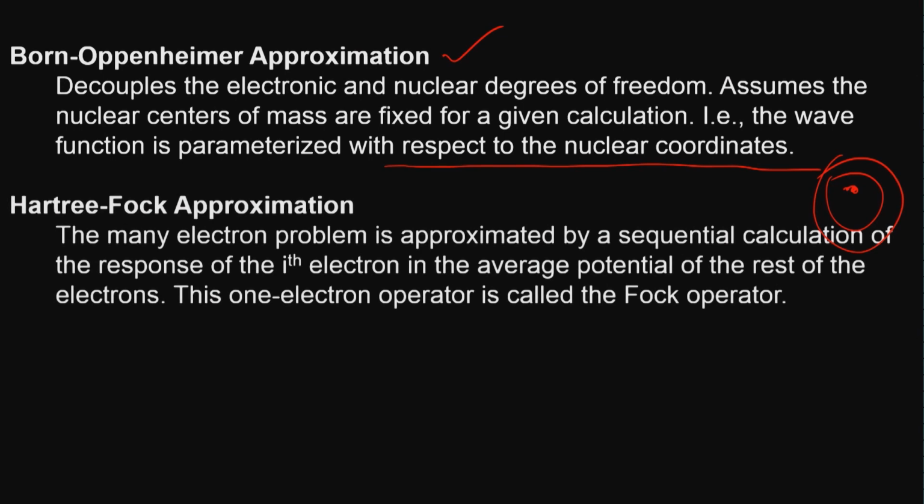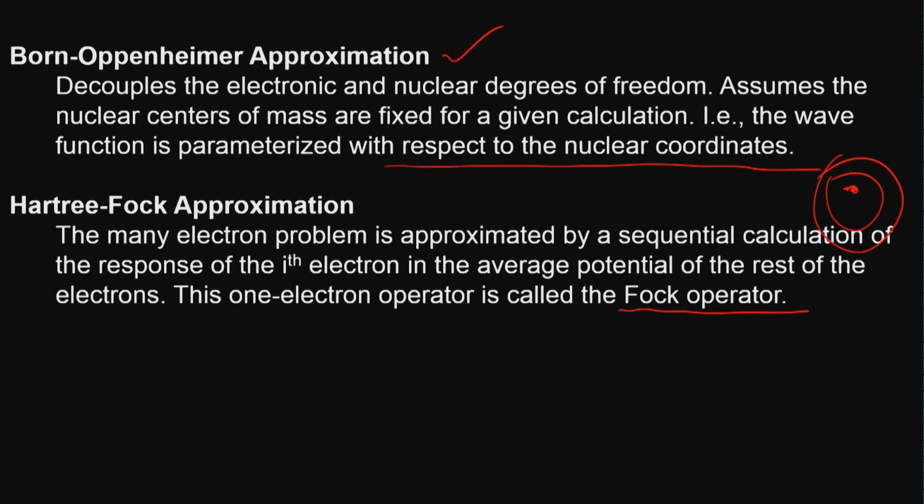Then comes the Hartree-Fock approximation. As you know, there are many electrons in each atom. So, you approximate it by a sequential calculation of the response of the ith electron in the average potential of the rest of the electrons. This one electron operator is called the Fock operator. Suppose there are 20 electrons, and you are looking at the ith electron's interaction with all the 20, it is going to be very difficult: ith with 1, ith with 2, ith with 3, ith with 4 and so on, too many calculations.